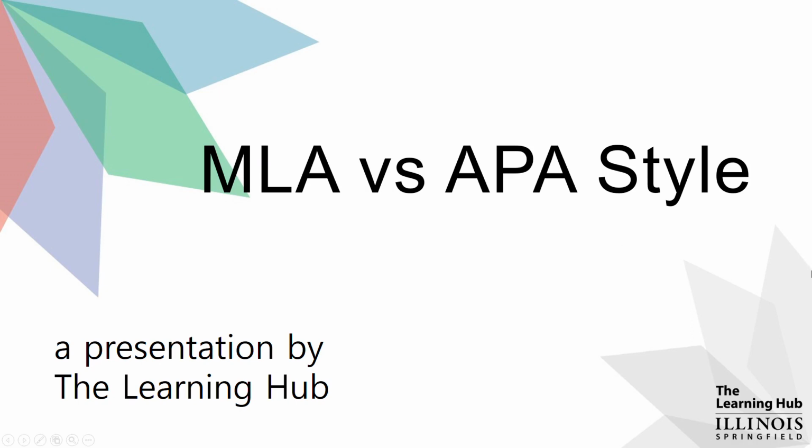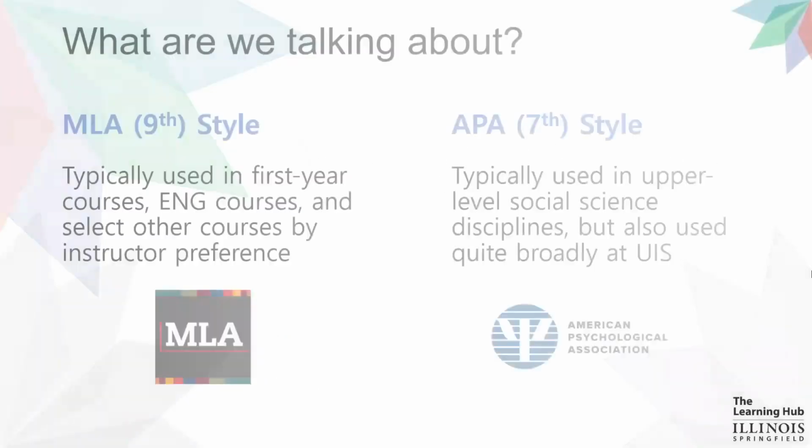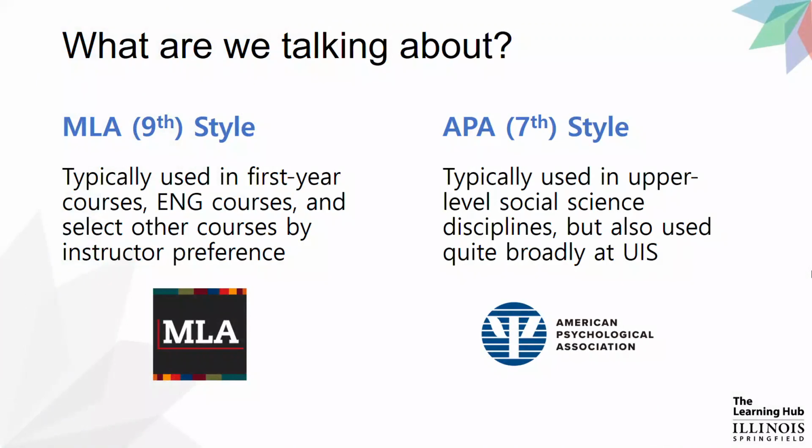In this video we'll be talking about the two most common citation styles used at college and break them down to understand the differences between the two and examples of how you can model them in your coursework. So first of all, what are we talking about? MLA and APA are the two most common citation styles used in higher education, at least at UIS.